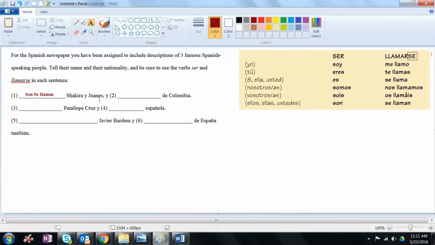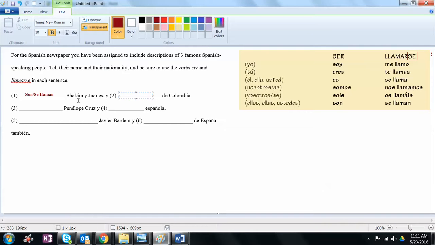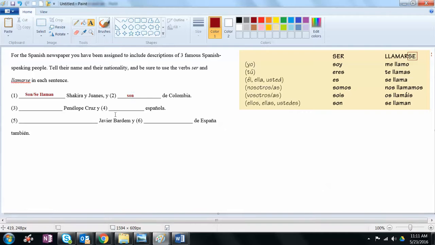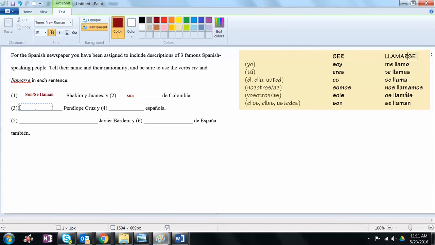Okay? Y blank de Colombia, who's from Colombia? Well, they are. The sentence is about them. This time I have to use ser, and it's going to be they because we're talking about Shakira and Juanes, so I would put son. Okay. And then here, blank Penelope Cruz y blank Española. She is Penelope Cruz, or she calls herself Penelope Cruz, or her name is Penelope Cruz would be a better way to, that's not the literal translation, but that's what makes more sense in our language.